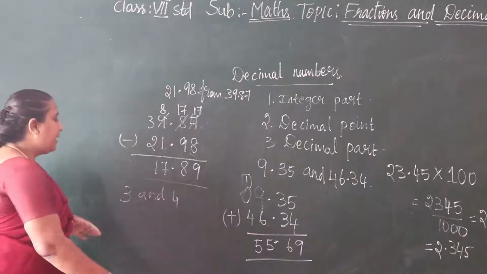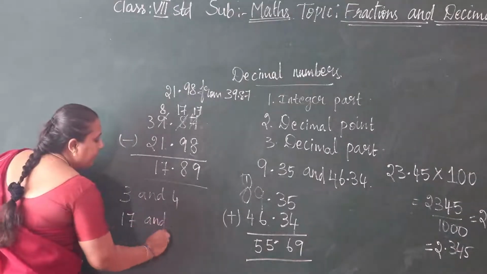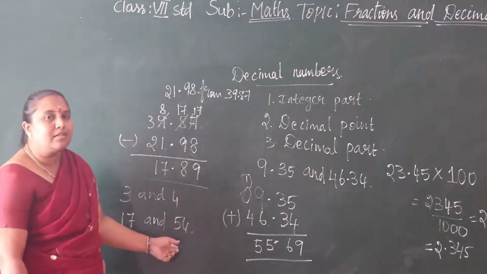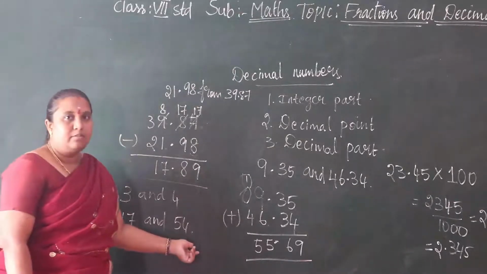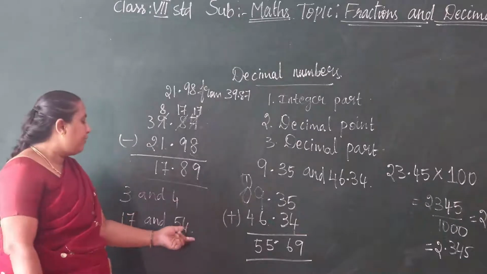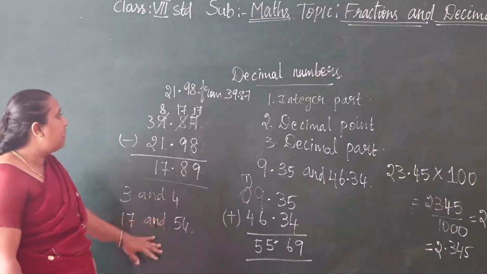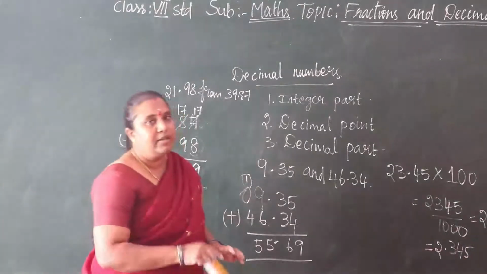And if we take two-digit numbers, 17 and 54, which is greater and which is less? 17 is less than 54, and 54 is greater than 17. We can write it easily. In the same way, we can also do this with decimal numbers.